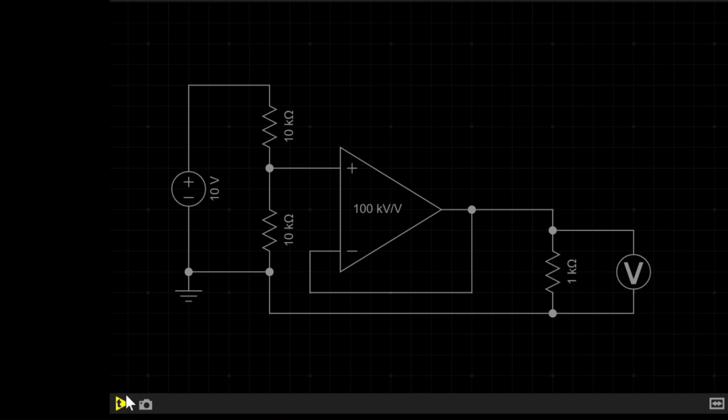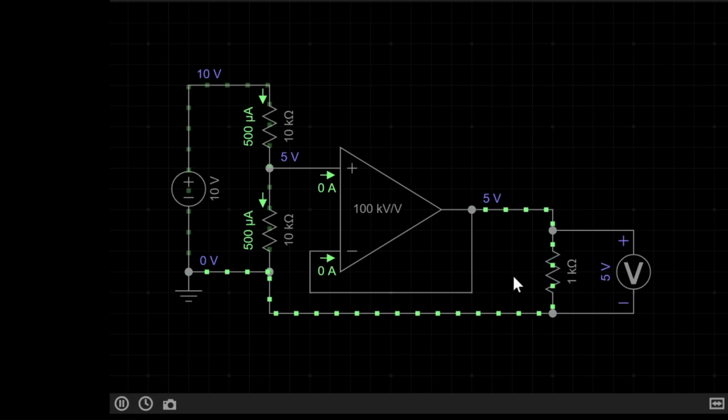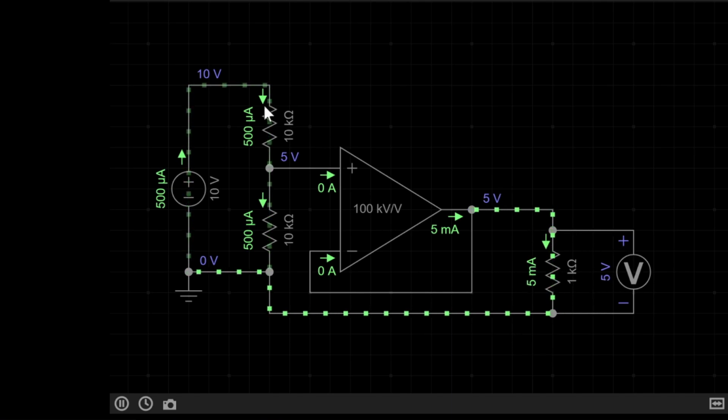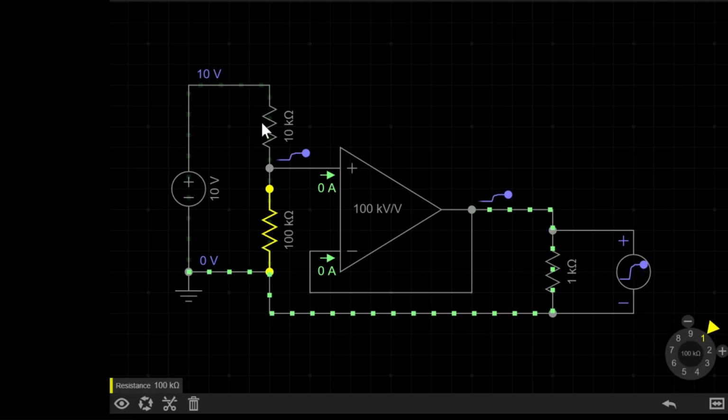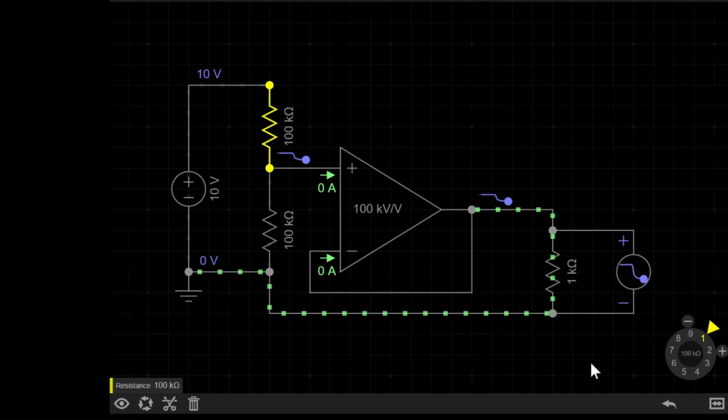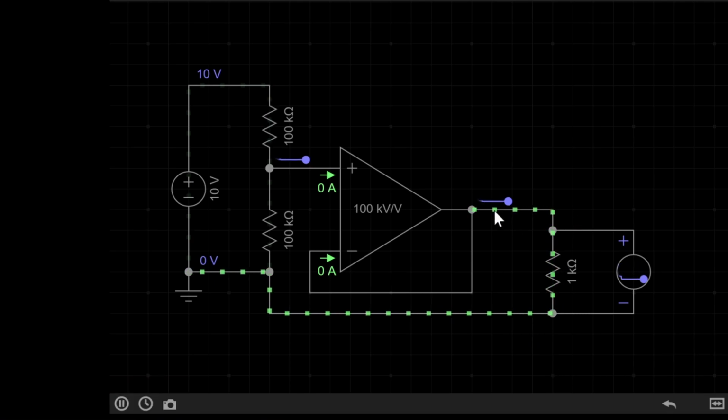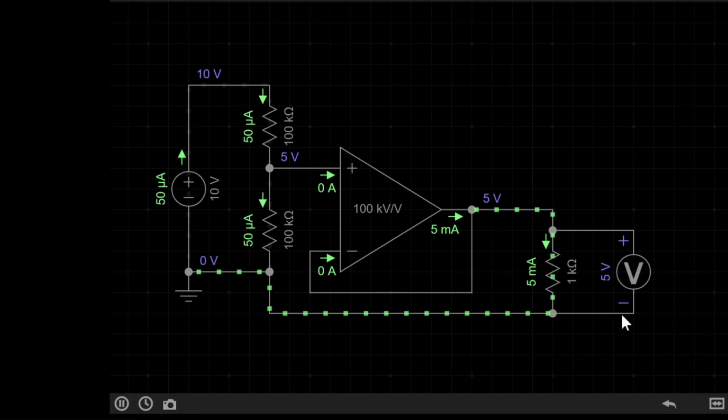Now if I start the simulation and look at the voltage across our load resistor, we can see we now have 5 volts. Perfect. Additionally, even if we change these resistor values, let's say both put them up to 100k, and then watch as the circuit changes, we still have 5 volts, 5 milliamps current across our 1k resistor.